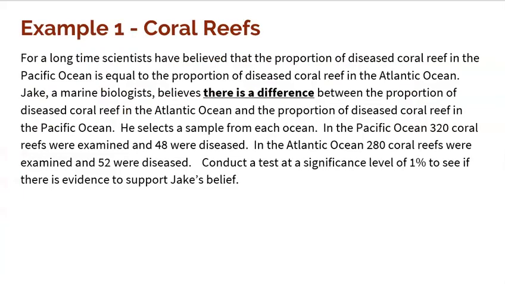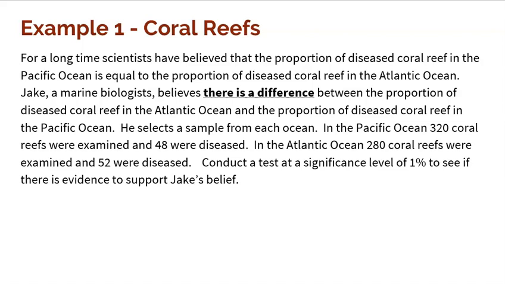The first example deals with coral reefs. For a long time, scientists have believed that the proportion of diseased coral reef in the Pacific Ocean is equal to the proportion of diseased coral reef in the Atlantic Ocean. Jake, a marine biologist, believes that there is a difference between the proportion of diseased coral reef in the Atlantic Ocean and the proportion of diseased coral reef in the Pacific Ocean. So to really prove that he's right, he selects a sample from each ocean. In the Pacific Ocean, 320 coral reef were examined, 48 were diseased. In the Atlantic Ocean, 280 coral reef were examined and 52 were diseased. Conduct a test at the 1% significance level to see if there really is evidence to support Jake's belief that there is a difference.